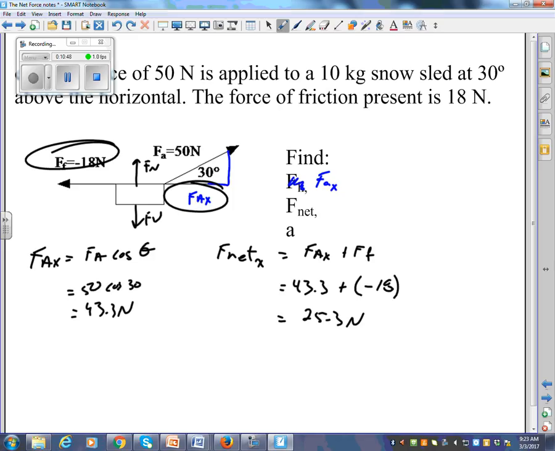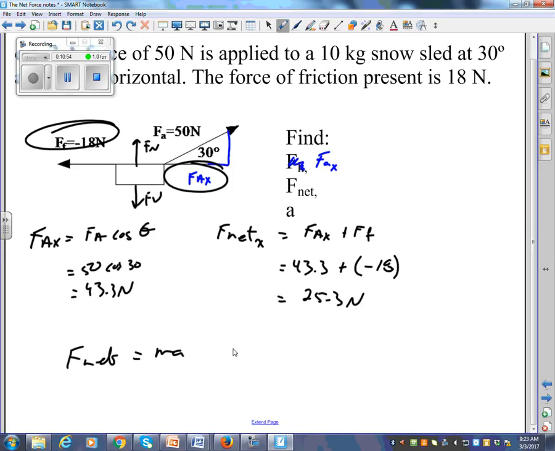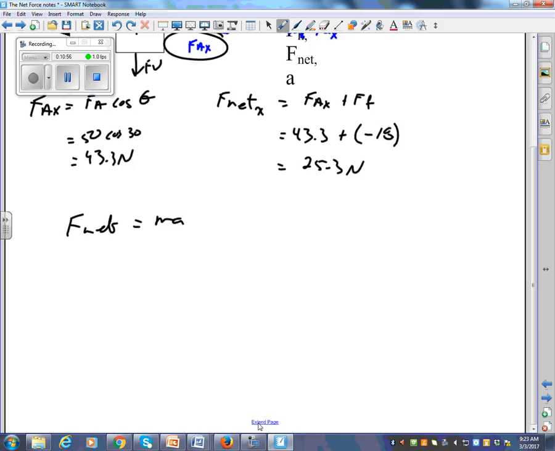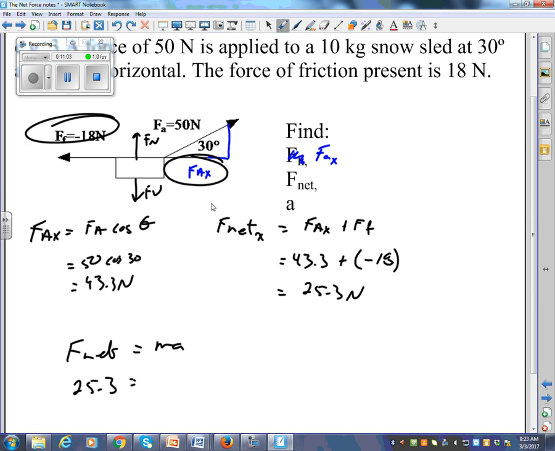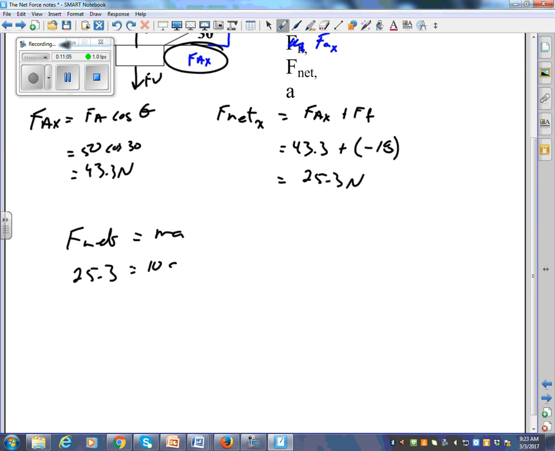And now we go F net is equal to ma. 25.3. The mass is how much? Okay. Divided by 10. 2.53 meters per second squared. Okay, so I just wanted to do that, give you that opportunity to review those x components.